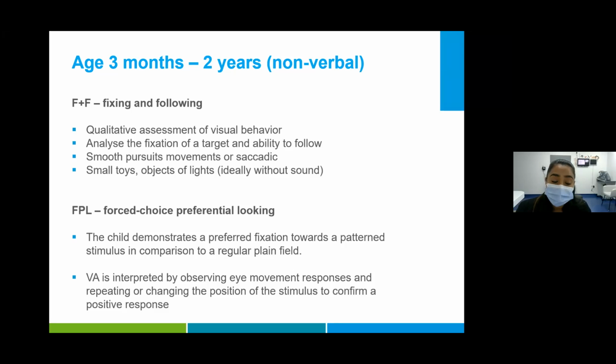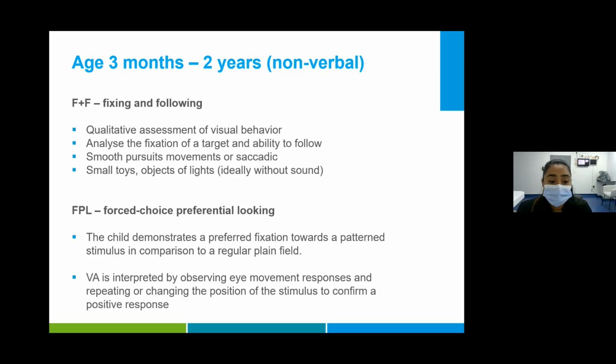You could use small toys or larger toys and objects of light, but ideally without sound, because you're trying not to engage their ears and only their eyes. So the quality of the fixing and the following should be recorded.